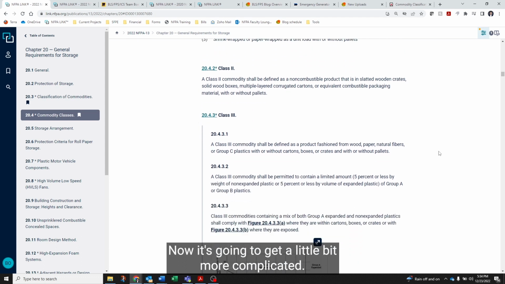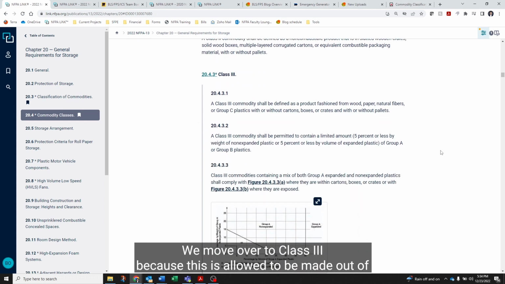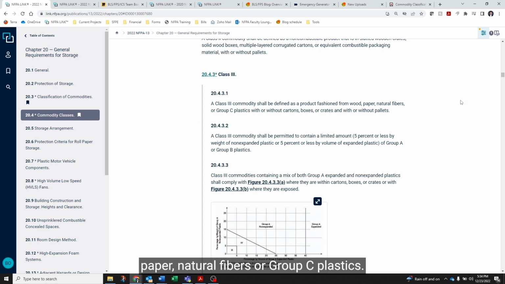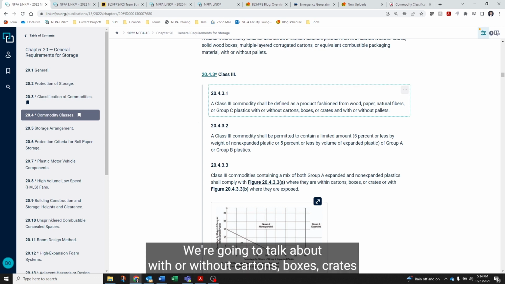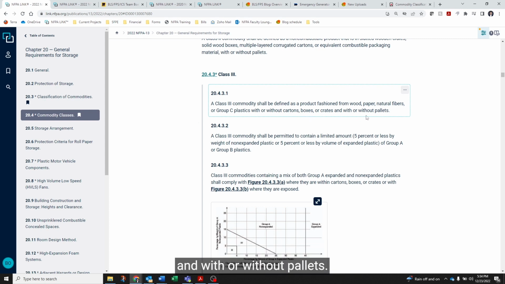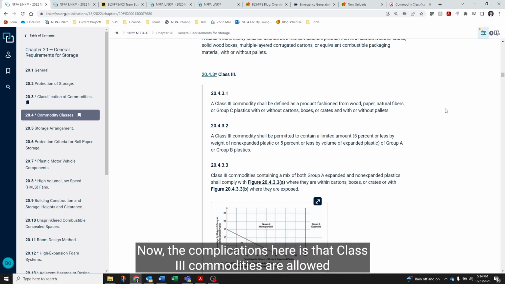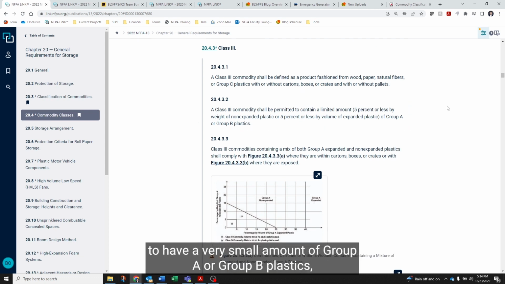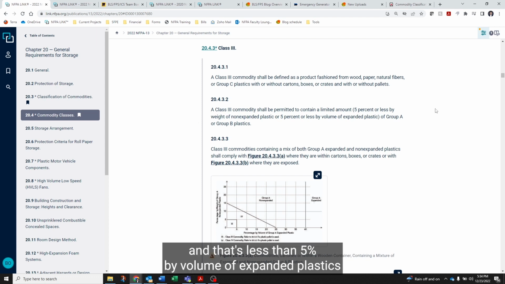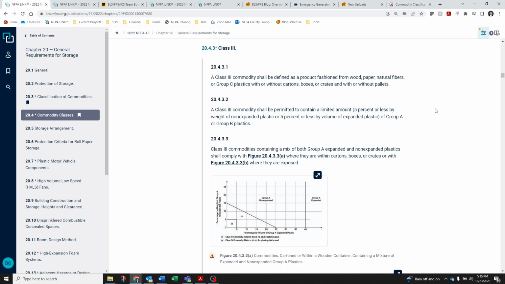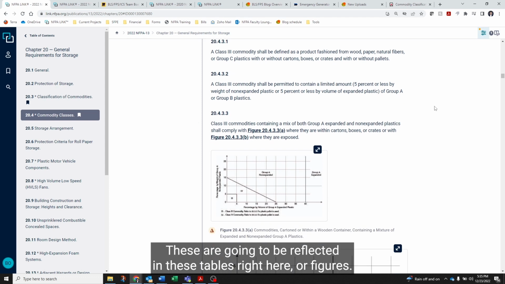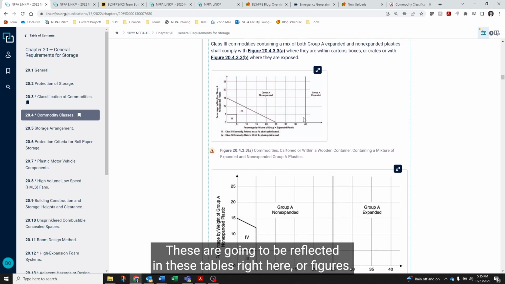Now, it's going to get a little bit more complicated when we move over to Class 3, because this is allowed to be made out of regular combustibles such as wood, paper, natural fibers, or Group C plastics. And we're going to talk about with or without cartons, boxes, crates, and with or without pallets. Now, the complications here is that Class 3 commodities are allowed to have a very small amount of Group A or Group B plastics, and that's less than 5% by volume of expanded plastics and less than 5% by weight of non-expanded plastics.